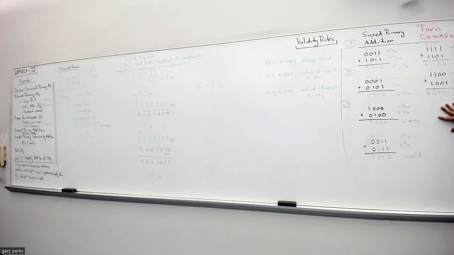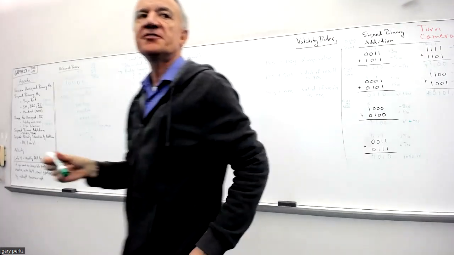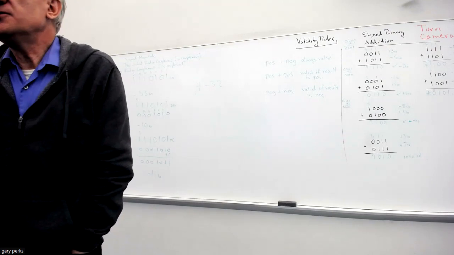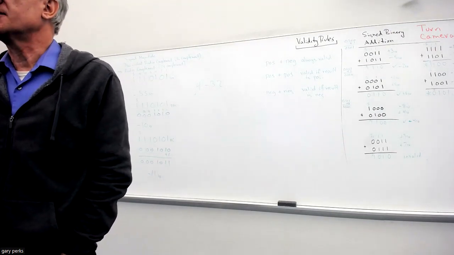All right, so any questions about how you do signed binary addition and how you determine whether it's valid or not? Okay, well, if you understood signed binary addition, binary subtraction by addition is basically the same thing except for one important step. But before we see some examples, you may wonder, why not do just straight binary subtraction?